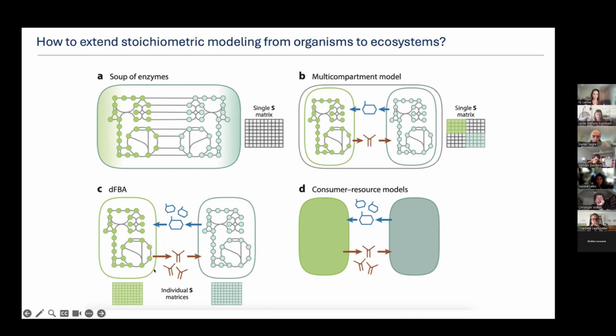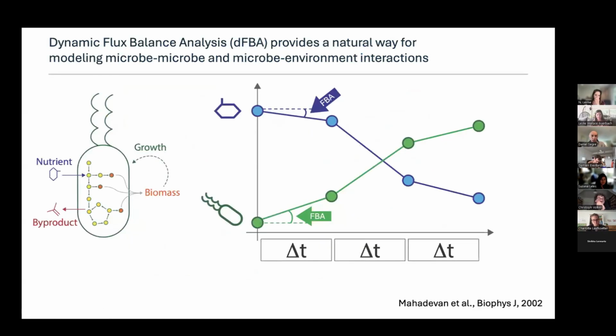The other approach, which I'm going to dive into, is using dynamic flux balance analysis, and this will keep the two organisms separated, but allow you to predict, as you'll see in a second, ecosystem level concentrations and dynamics. I'll mention later these consumer resource models. So the idea of dynamic flux balance analysis is the following.